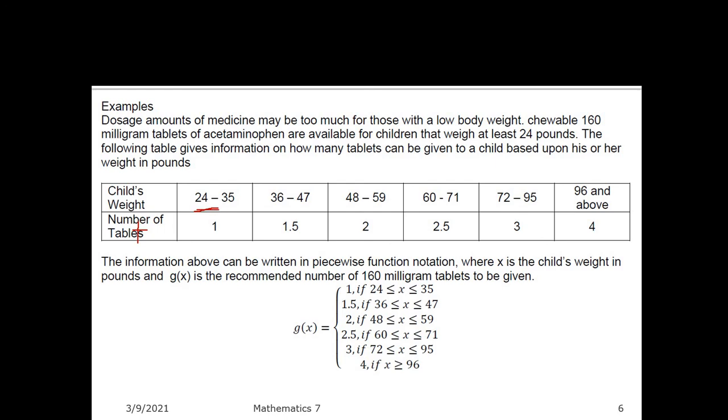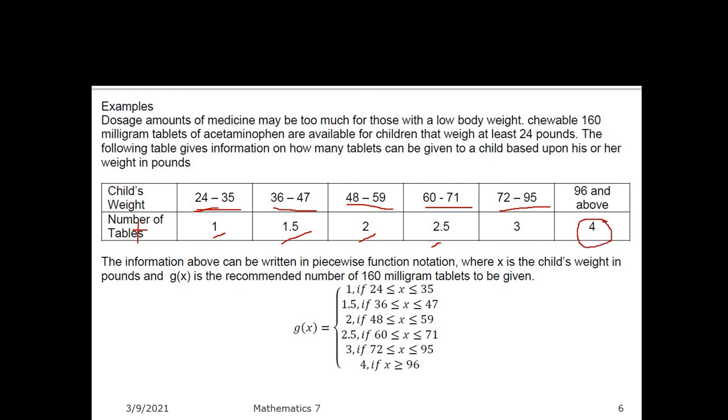So from 24 to 35 pounds, then only one tablet will be given. If your child is 36 to 47 pounds, then 1.5 tablets will be given. 48 to 59 pounds, 2 tablets will be given. So 60 to 71 pounds, that's 2.5. 72 to 95, 3 tablets, and 96 and above will be 4 tablets.